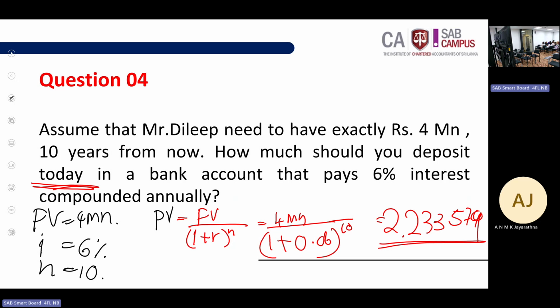About the formula: PV equals FV divided by (1 plus R) to the power n. It's the formula, both. The previous formula that we have written down is regarding simple interest.